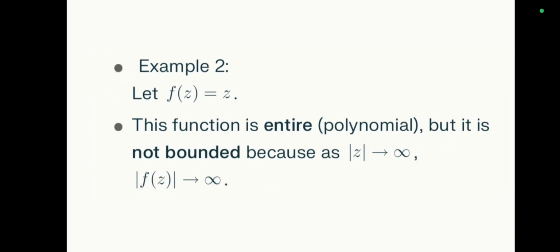Let's take the next example. This function is a non-constant entire function. It is a polynomial function, right? It is entire, but it is not bounded, because if the value of z tends to infinity, the function value also tends to infinity. Then it means the Liouville theorem does not apply here because the boundedness condition is missing. So it can be non-constant without any contradiction.